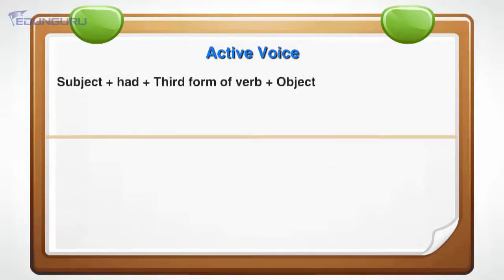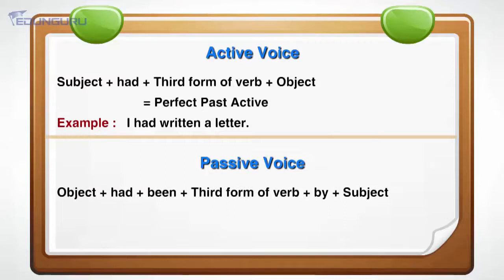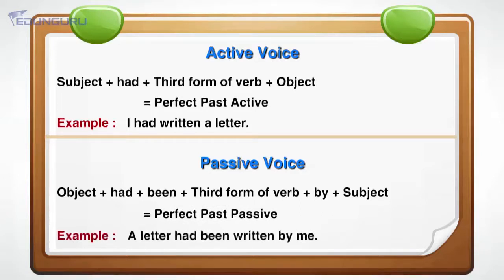Now the subject plus had plus the third form of the verb plus the object gives us a perfect past active. I had written a letter. Object plus had plus been plus the third form of the verb plus by plus the subject gives us the perfect past passive. A letter had been written by me.